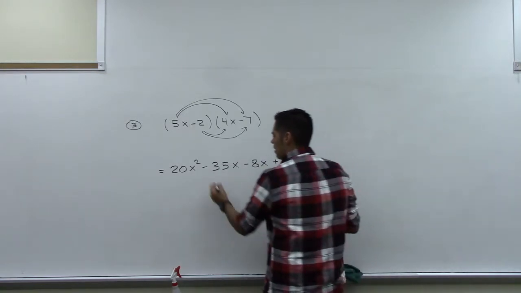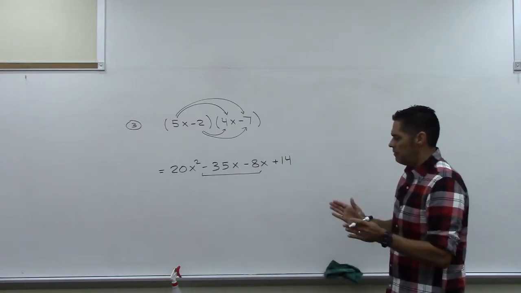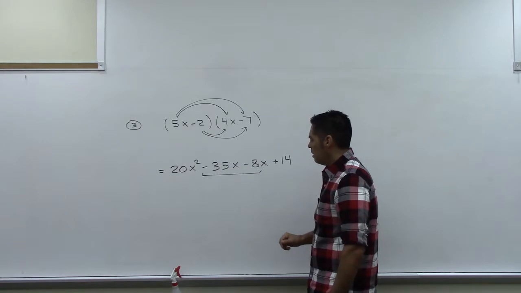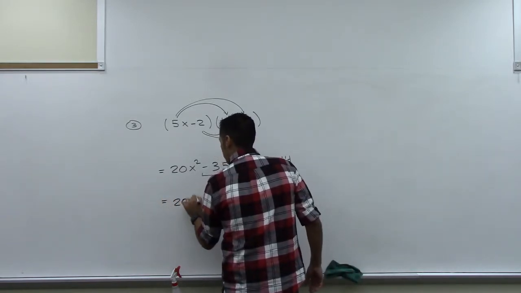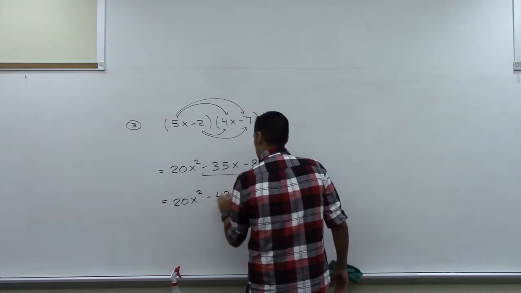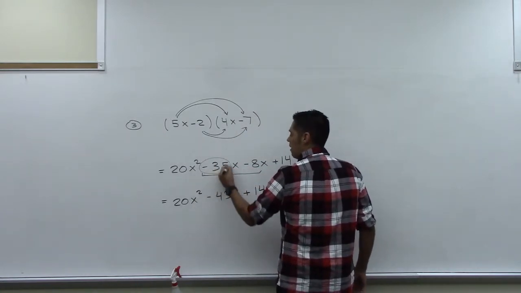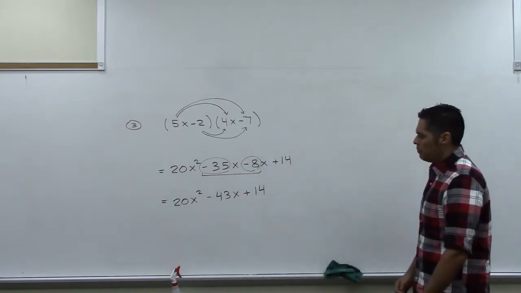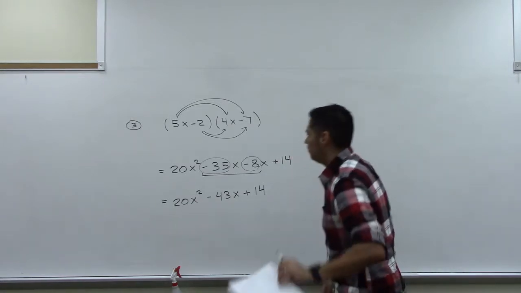And now collecting like terms, these two terms can go together because they're like terms. They have the same variable raised to the same power, so they both have x's to the first power. Put those together, we're going to have 20x squared minus 43x plus 14. So we're doing negative 35 and we're taking away 8. That gives us negative 43. And at that point we're done. So that's it for number 3.